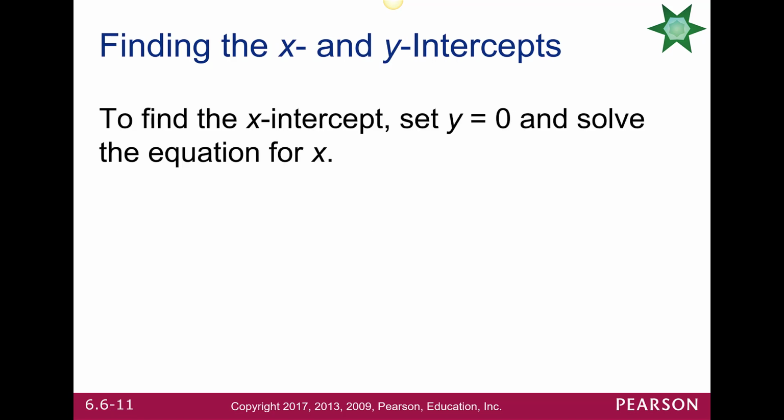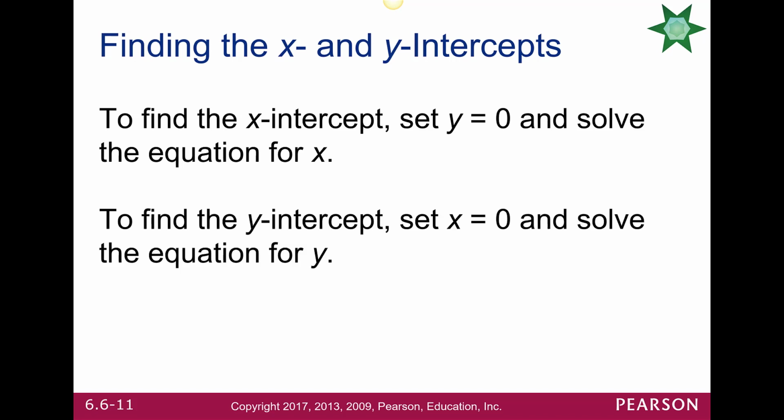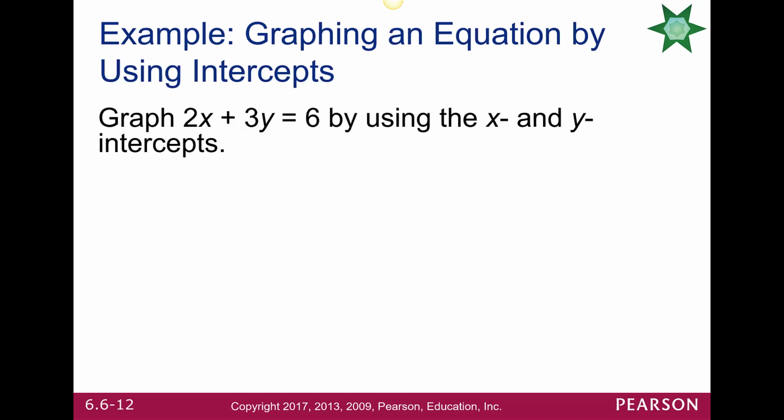To find the x-intercept, set y equal to 0 and solve for x. And to find the y-intercept, set x equal to 0 and solve the equation for y. So we want to graph this equation, 2x plus 3y equals 6, by using the x and the y-intercepts.